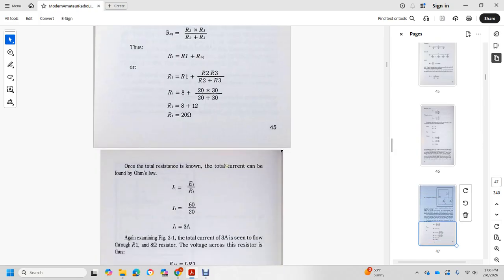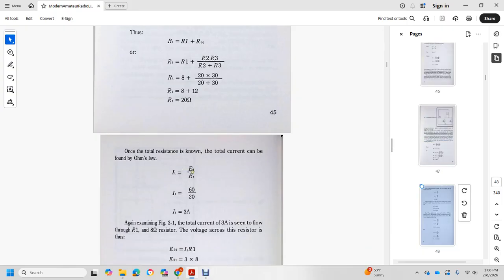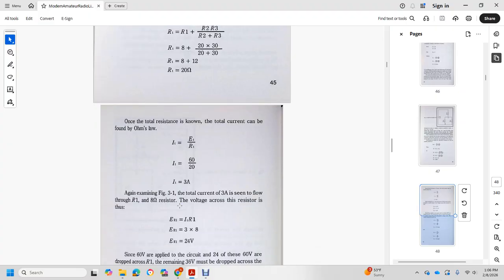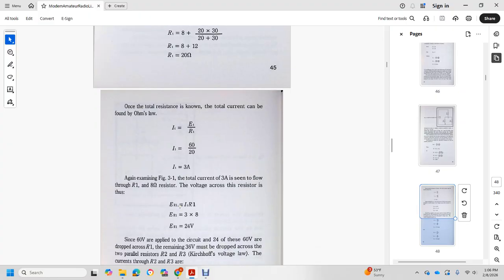Only total resistance and total current are known, so use Ohm's law: amps total equals total voltage over total ohms. The total current of 3 amperes flows through resistor 1, the 8 ohm resistor. Thus, the voltage across resistor 1 is 3 times 8, or 24 volts.